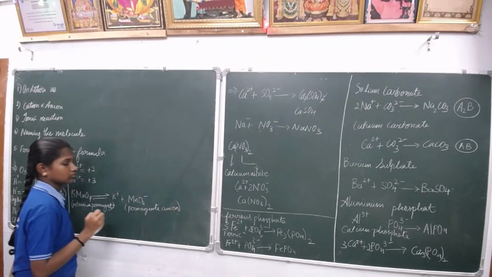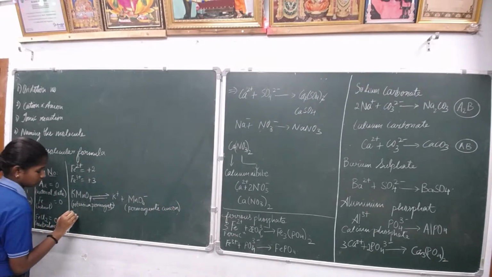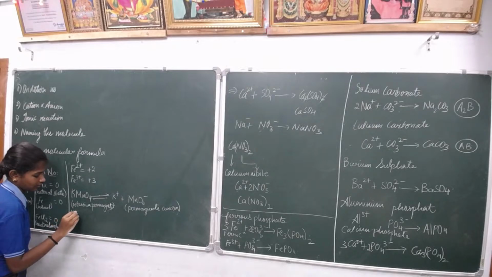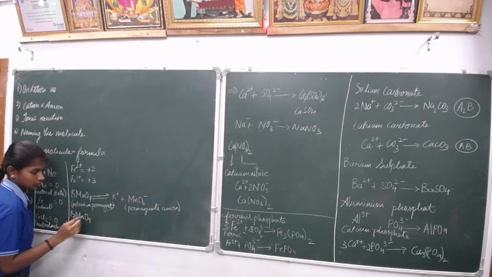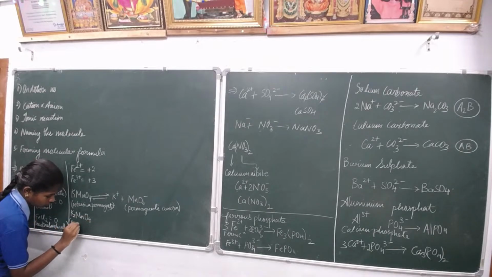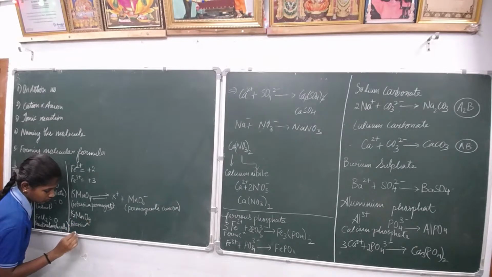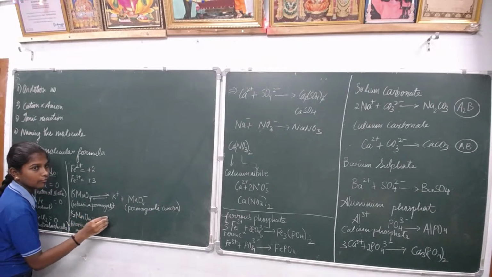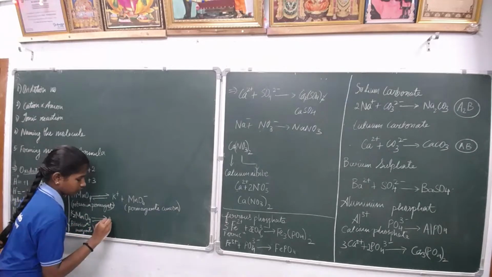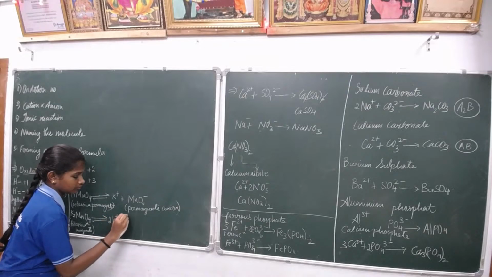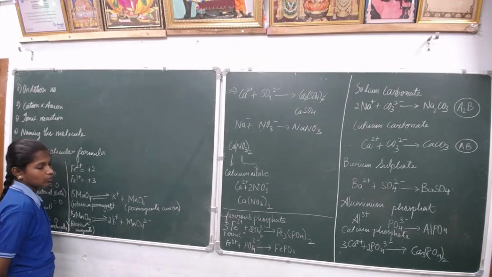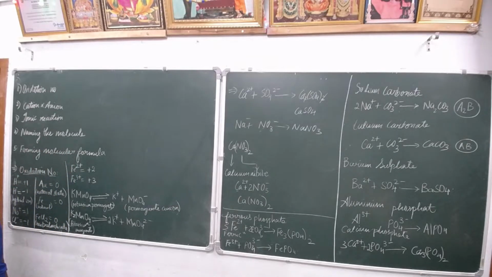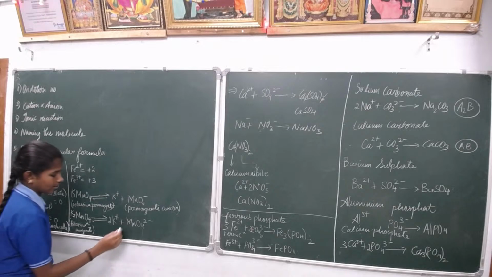You should also note down K2MnO4. This is called potassium manganate, and here it ionizes as 2K+ and MnO4 2-. So this is manganate. Are you able to find out the difference between permanganate and manganate? If it is manganate, it is MnO4 2-. If it is permanganate, then it is minus. Write down manganate anion.